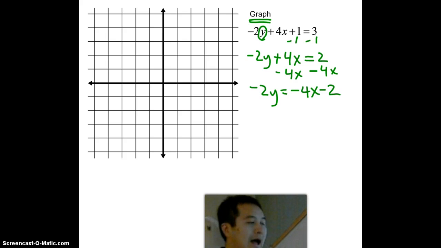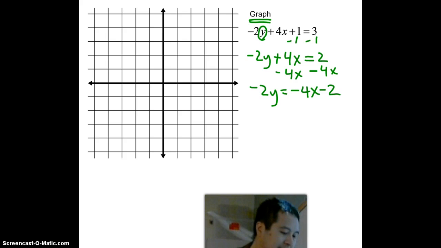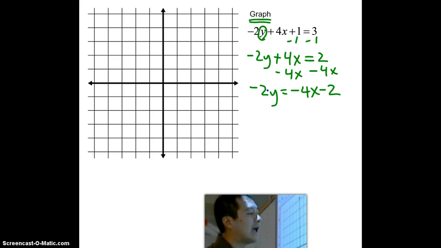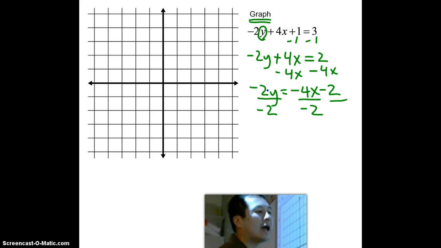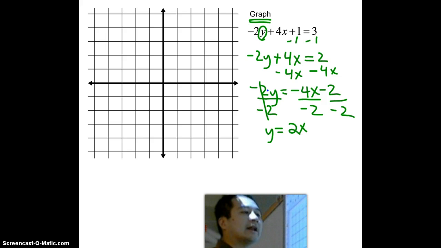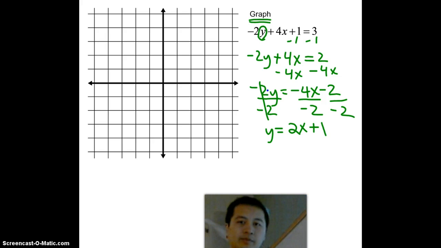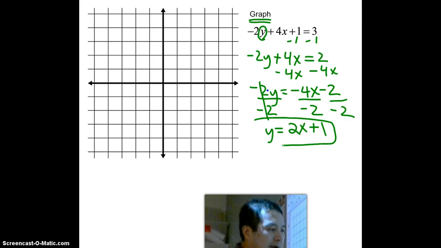Almost done. I got a negative 2 here. How do I get rid of negative 2? Since the operation is times, I'm going to divide both sides by negative 2. So I'm going to divide everything by negative 2. That leaves me with y equals negative 4 divided by negative 2 is positive 2x. Negative 2 divided by negative 2 is a positive 1.